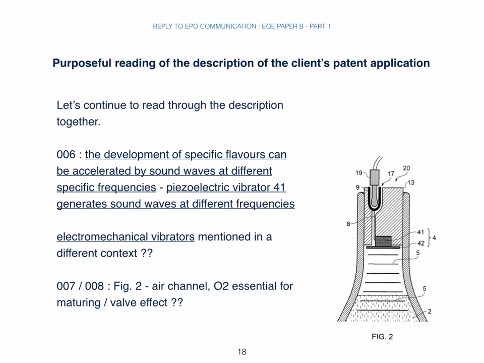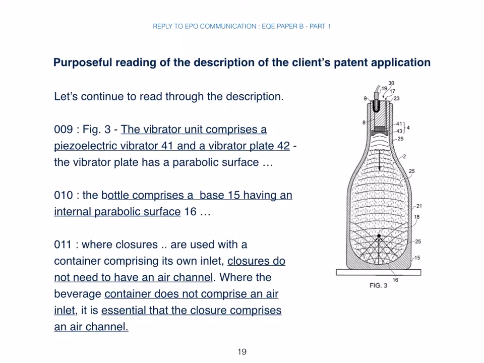Paragraph 7 doesn't have very much. Paragraph 8 says that the air channel serves as an inlet for oxygen, which is essential for the maturing process, which is very important. And there's also something about the vibrator unit and the valve effect of switching it on and off, which I didn't understand fully the first time round, but I don't think it's too important. If we turn over, we come to paragraph 9.